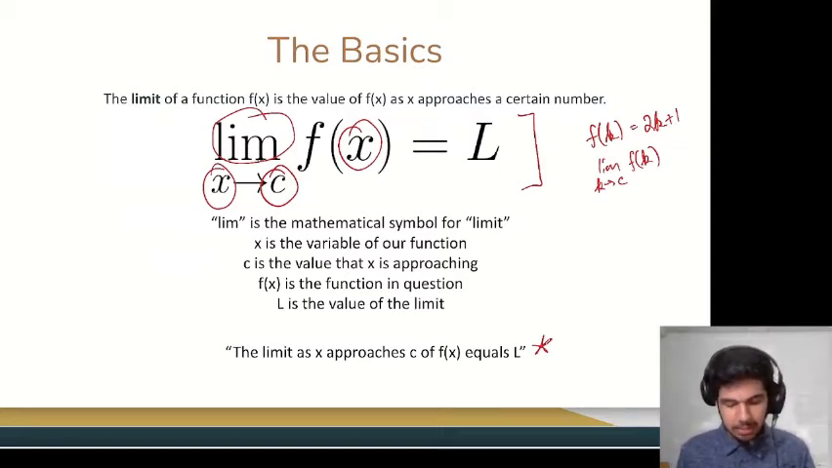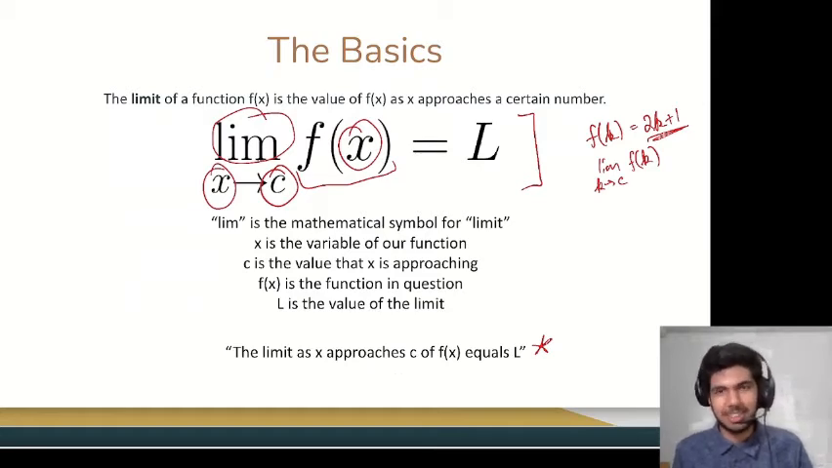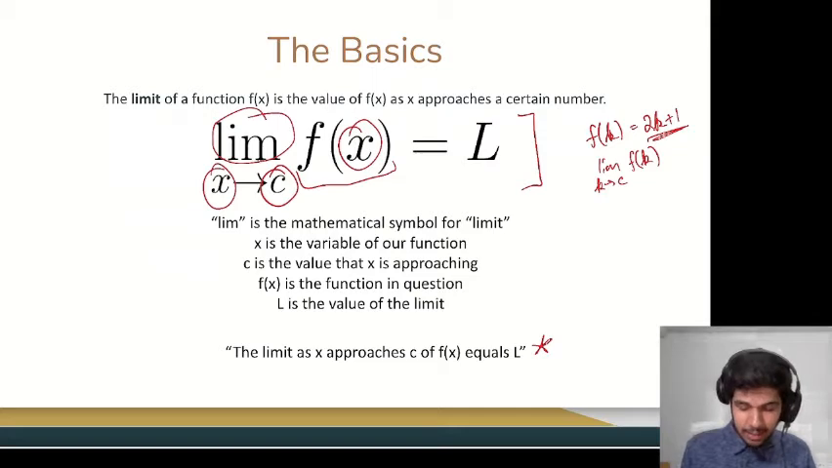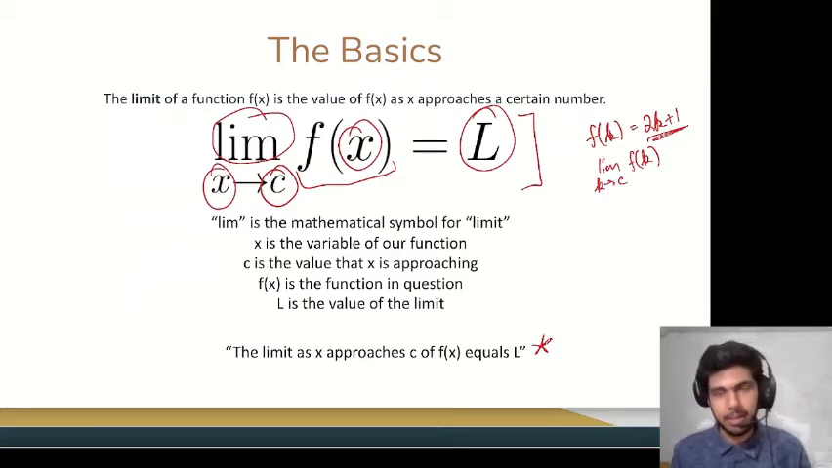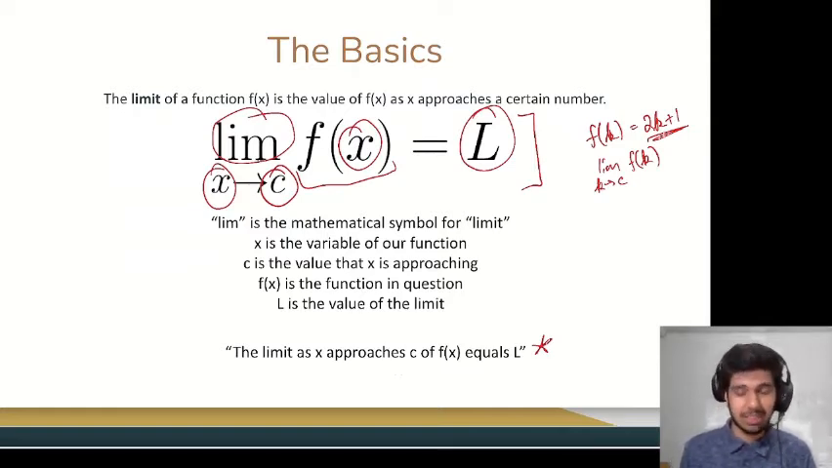Next is f of x, which I just talked about, so that's the function we're working with. I gave an example here, 2k plus 1, or like 2x squared plus 3, something like that. That's just the function. And L is what our limit evaluates to, and we'll learn how to evaluate limits, but usually that's just a number, like 3, or pi, or something like that. So that's analyzing what a limit looks like.